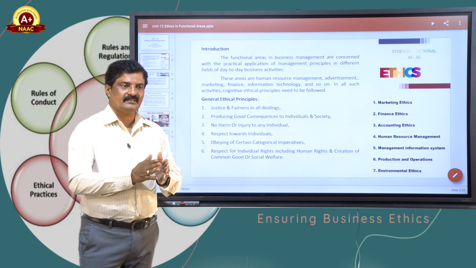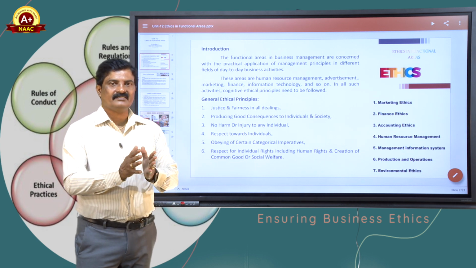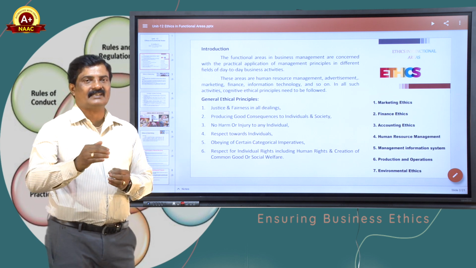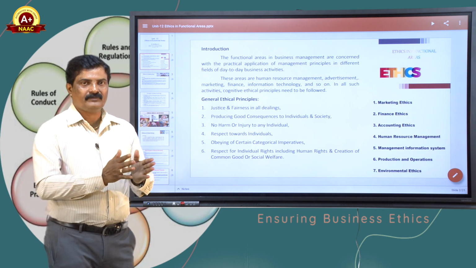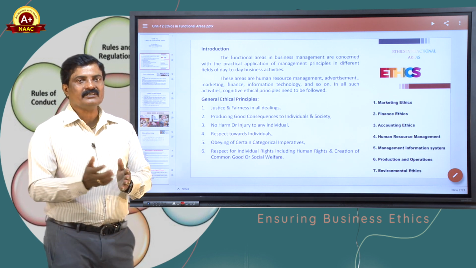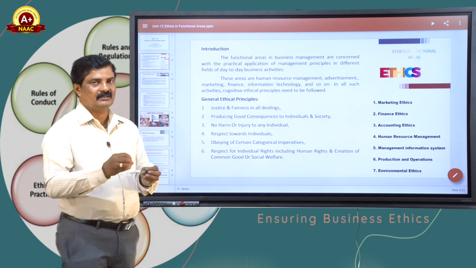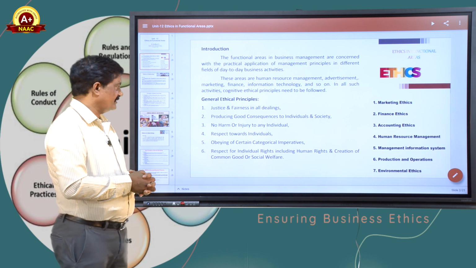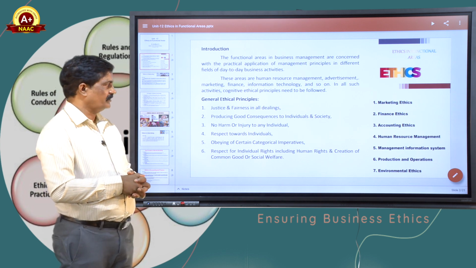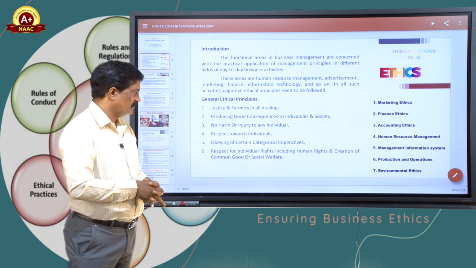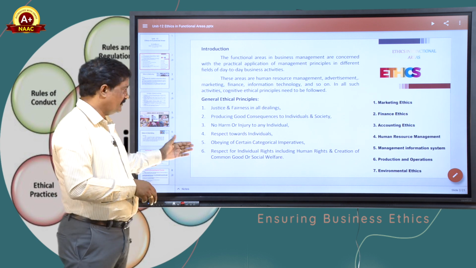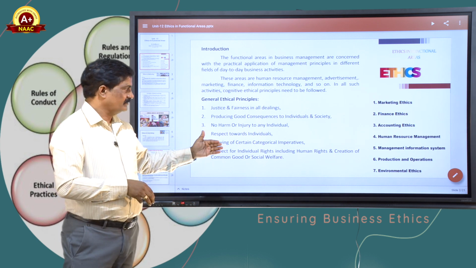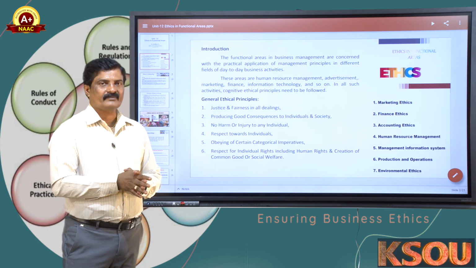And the next one is obeying certain categorical imperatives. Here we categorize the things to be done timely and we have to follow them on time, and if you don't categorize and don't do it, it would probably be postponed. The next one is respect for individual rights including human rights, creation of common good and welfare. So that's what we have discussed. We have different human rights.